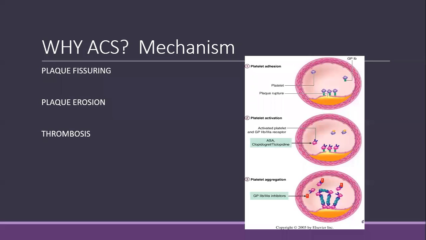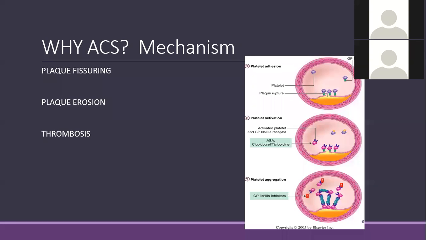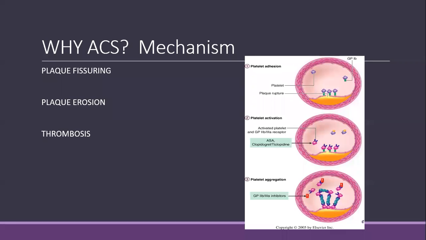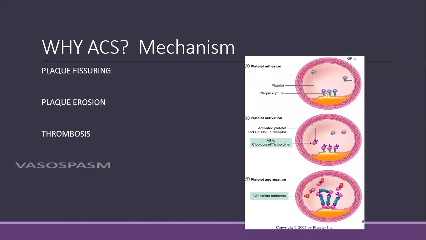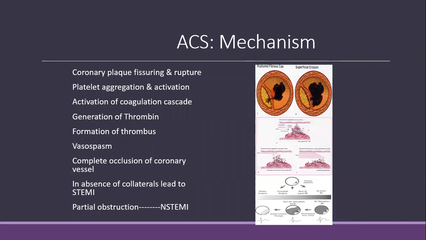And due to this acute diminution in the supply to the myocardium, there is an acute reflex response in the coronary artery as well, which also aids in the reduction of coronary blood flow. So you see, the whole mechanism starts with plaque fissuring, plaque erosion, activation of the platelets, activation of the coagulation cascade, and formation of the thrombus.